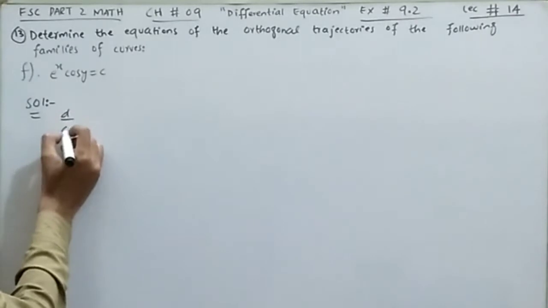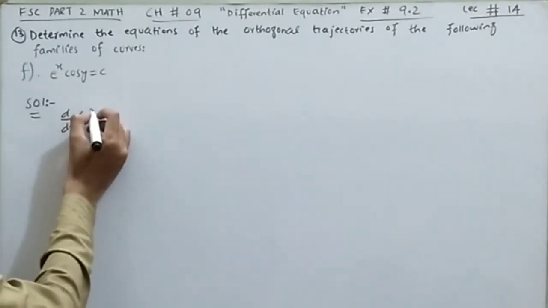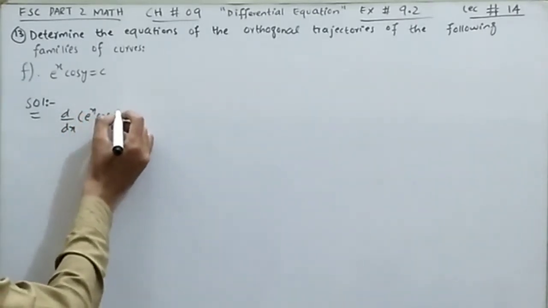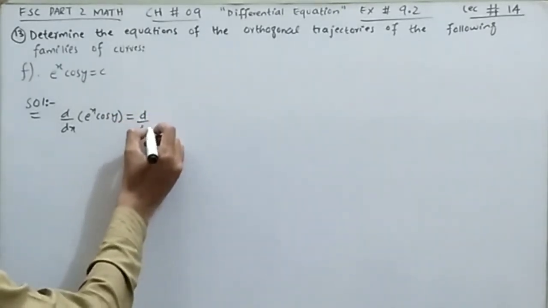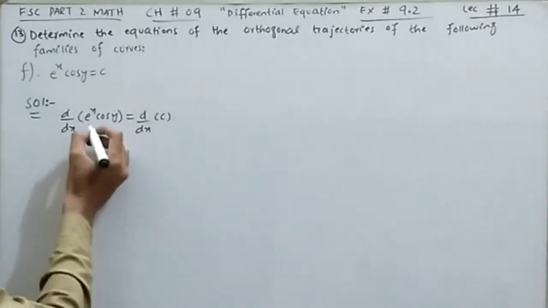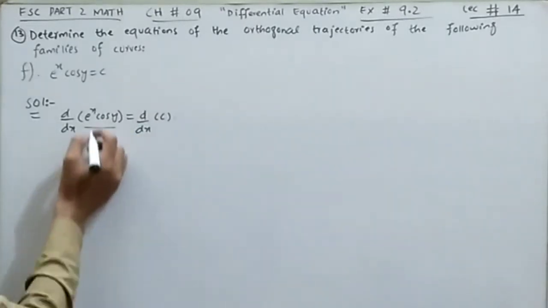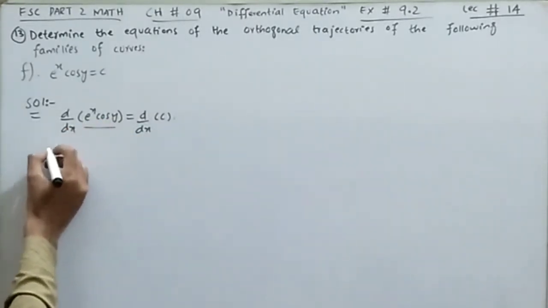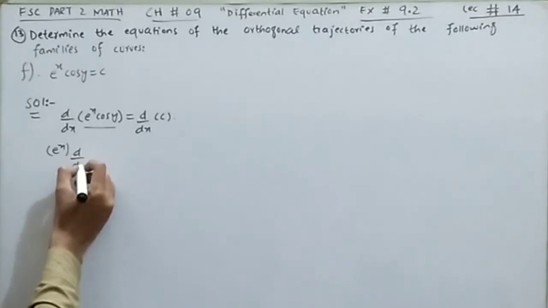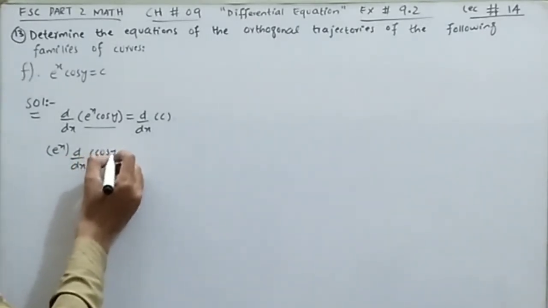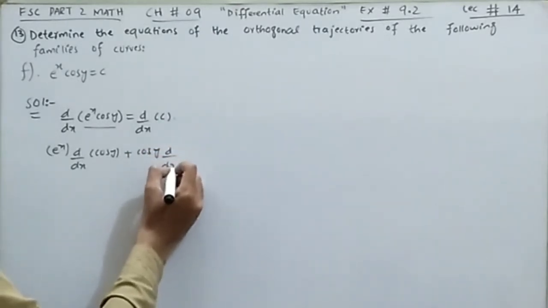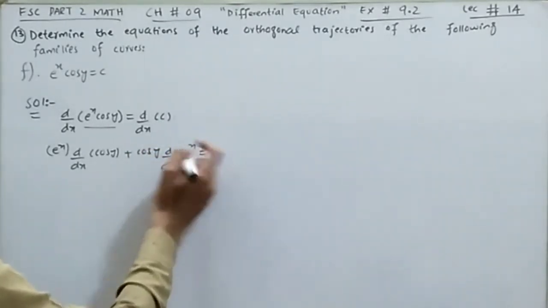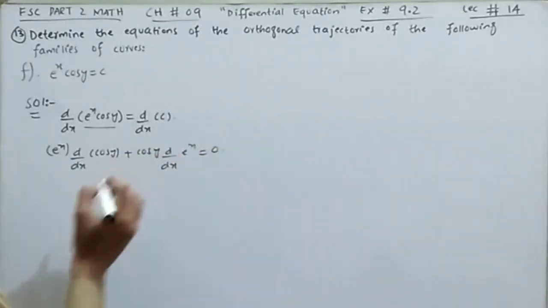Taking the derivative of both sides, d by dx of e power x into cos of y, which is equal to c, d by dx of c. So over here we have two functions, so using the product rule, first function, derivative of the second function cos of y, plus the second function cos of y, and the derivative of the first function e power x. The derivative of a constant is 0.